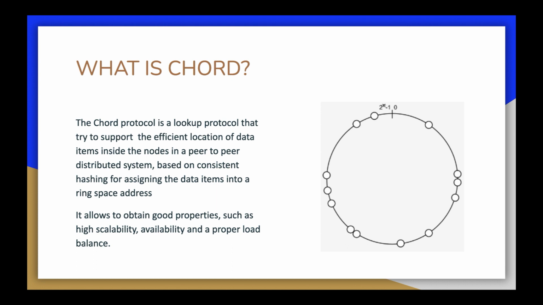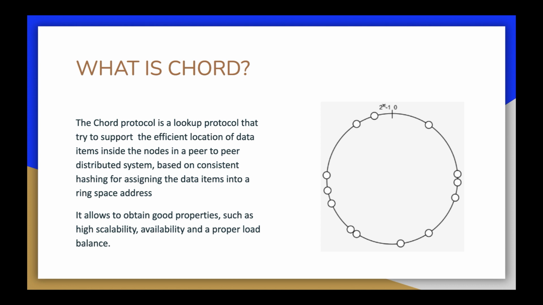The Chord algorithm is basically a lookup protocol that wants to support, in an efficient way, the location of data inside servers, inside the nodes, usually in a peer-to-peer architecture, based on the concept of consistent hashing. That means we pass to a hash function in input a key, so a value, both for the data and for the nodes. The output of this hash function is a location inside this ring, because consistent hashing uses an address space viewed as a ring space.